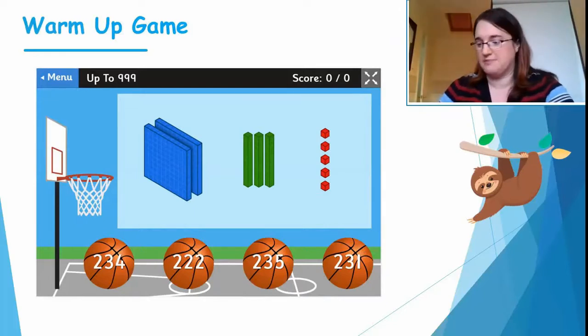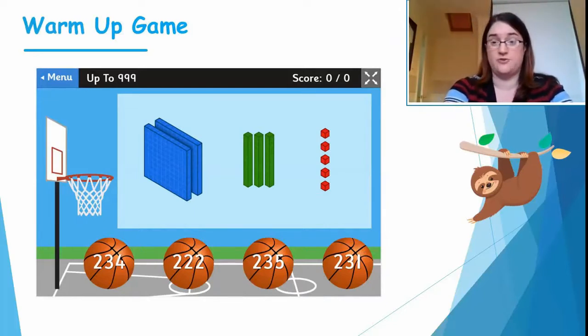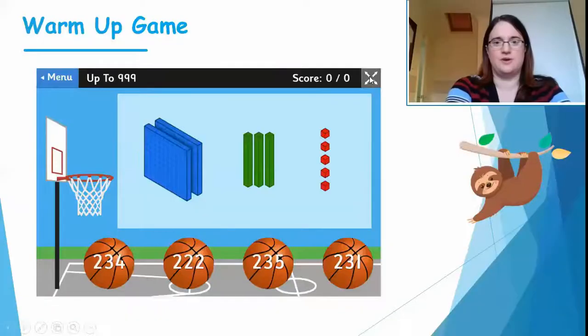We're going to play a little basketball game just with 3-digit numbers to start off with, because you've probably done 3-digit numbers quite a lot and should be quite confident with those. We're going to see if you can work out which number should go into the basket hoop. Let me share my screen and we can have a look at this game and see if you can have a go at it now. So here we go.